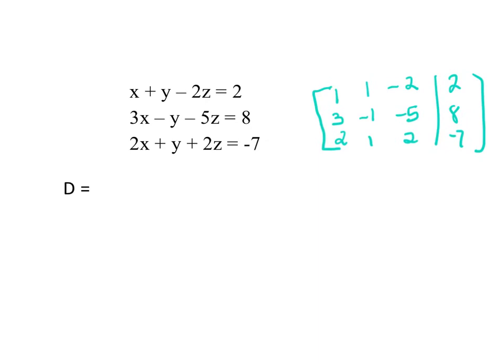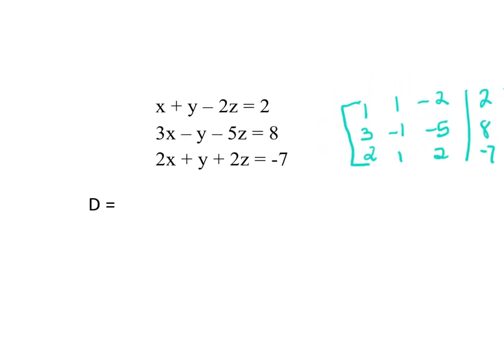So to find my determinant at the beginning, I'm going to use just my coefficients. So I have 1, 3, 2. 1, negative 1, 1. Negative 2, negative 5, positive 2. Now I rewrite the first two columns. So, 1, 3, 2. 1, negative 1, 1. I find my majors and my minors, and I subtract.